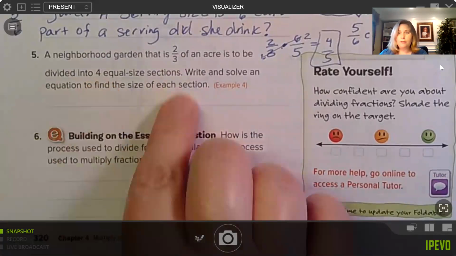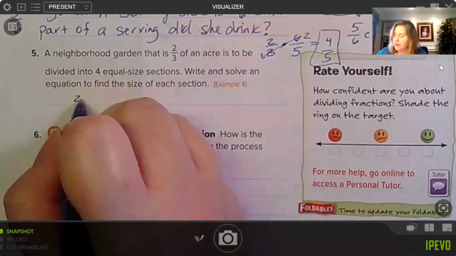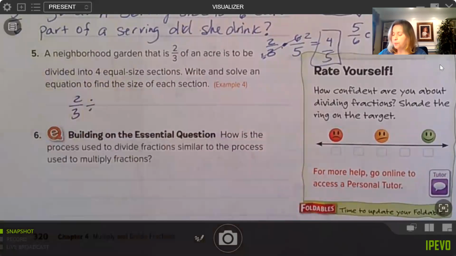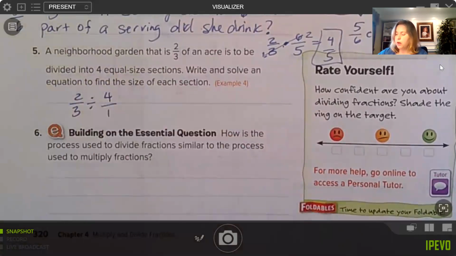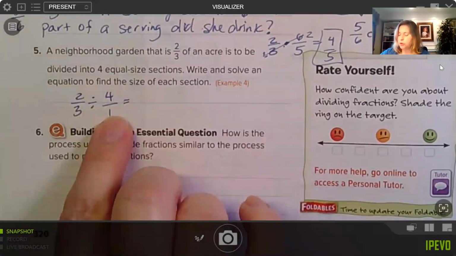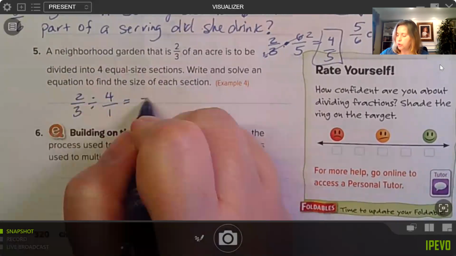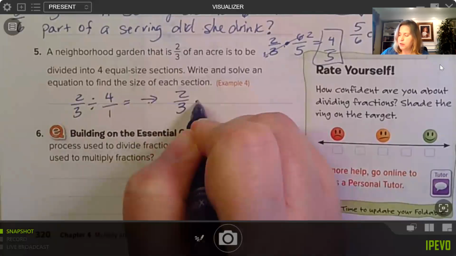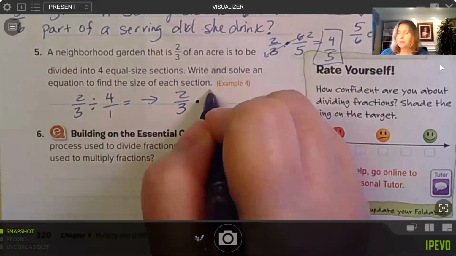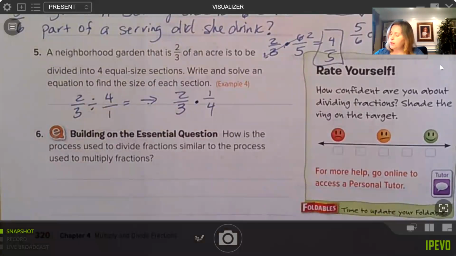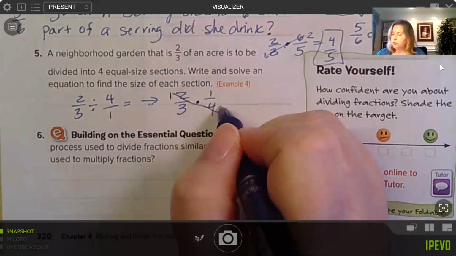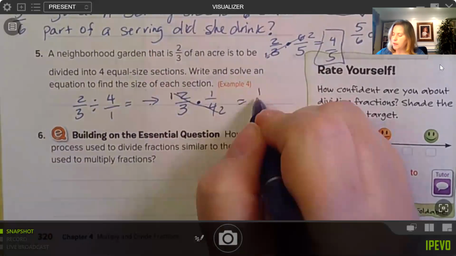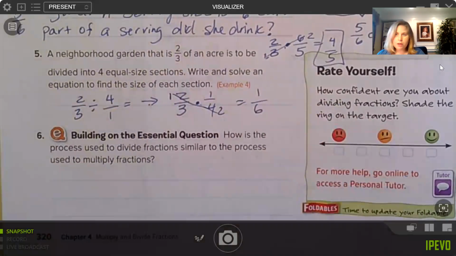So 2/3 is how much you have. That's what you're starting with. And then that gets divided up among 4 people. So we'll write that as 4/1. And then we need to divide by a fraction, we multiply by its reciprocal. So the new problem is going to change to 2/3 times the reciprocal, 1/4. And then we check to see if we can cross cancel, which we can. 2 divided by 2 is 1. 4 divided by 2 is 2. Numerator times numerator is 1. Denominator times denominator is 6. So each family or each house would get 1/6 of an acre for their garden.